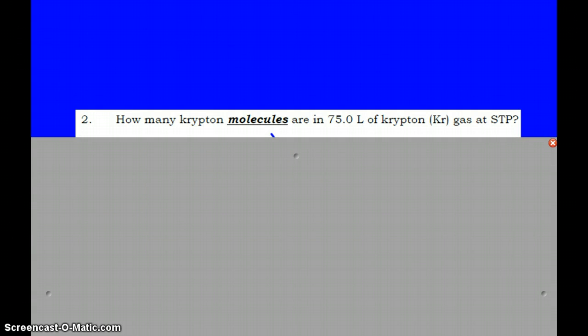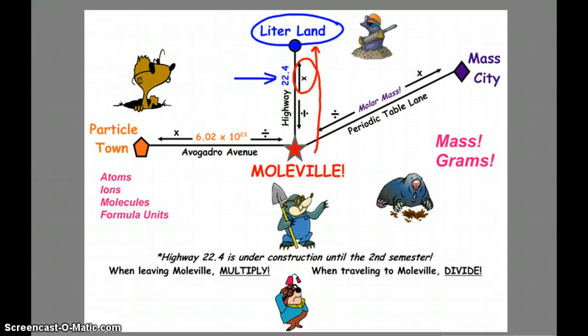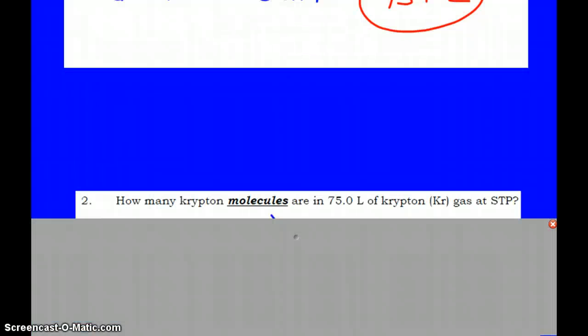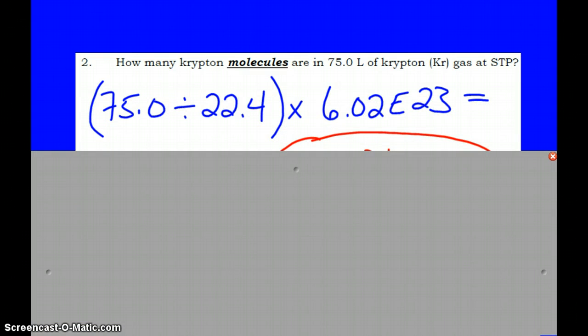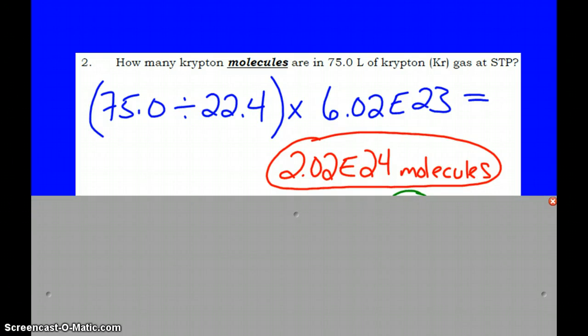Next question. How many krypton molecules are in 75 liters of krypton gas? Sounds like we're going to particle town. Yay! So if I know my liters, now this time I have to divide by 22.4 to get to moles, and then multiply by Avogadro to get to particle town. And that's exactly what I have to do. 75 divided by 22.4 times Avogadro, and that's how I get the 2.02 times 10 to the 24th molecules.